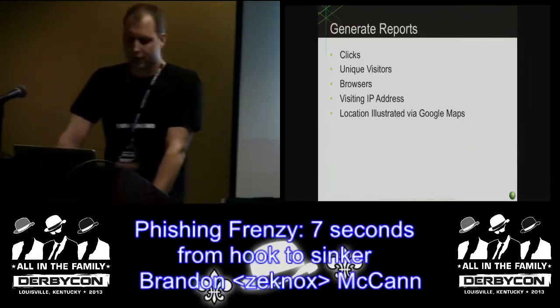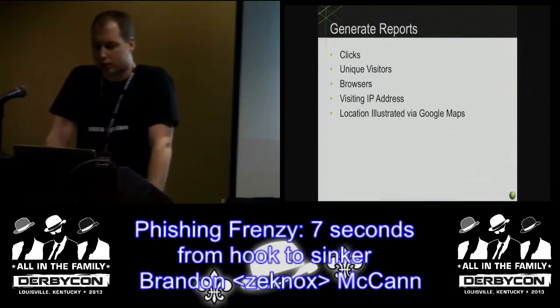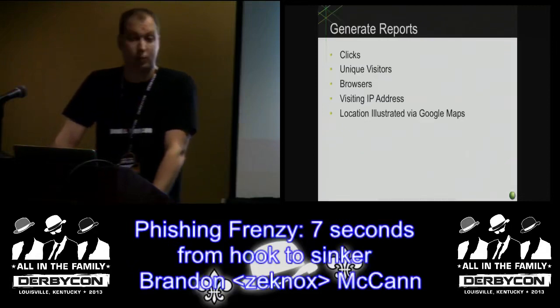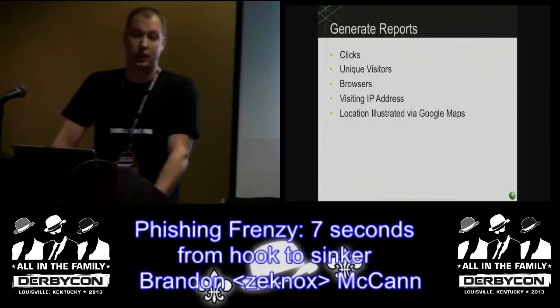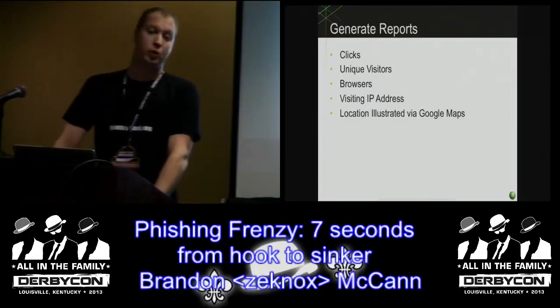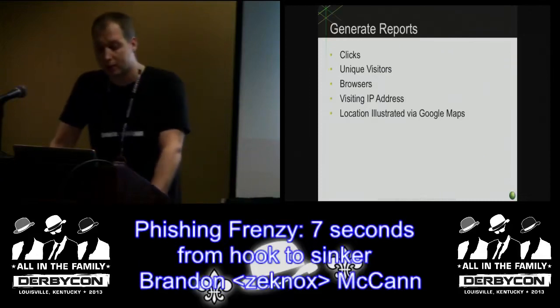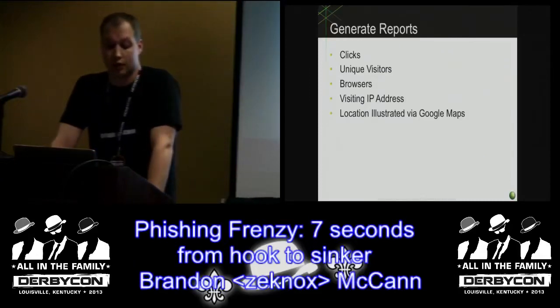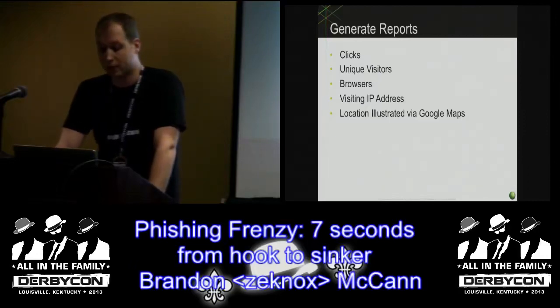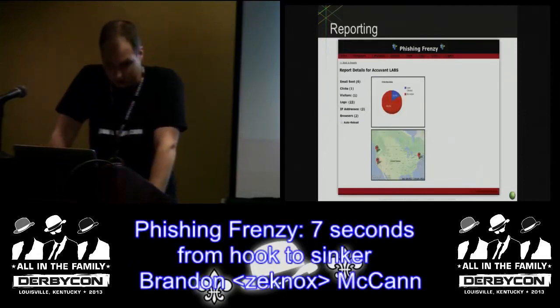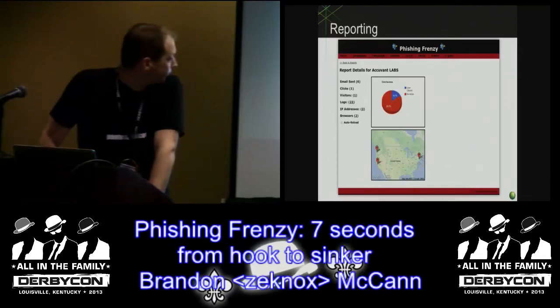Once we've launched a phishing campaign, we want to generate reports. What do the clients want to get out of this? They want to know, like I said, how many clicks, how many unique visitors. Maybe you want browsers, if you want to go to browser exploitation. What IP addresses came? Was it the client's IP address? Was it a copy shop? Was it Microsoft downloading your executable because they have an automated process to do that? We can illustrate where they came from by mapping it out through Google Maps. So here's an example of what a report might look like once we've executed a phishing campaign.